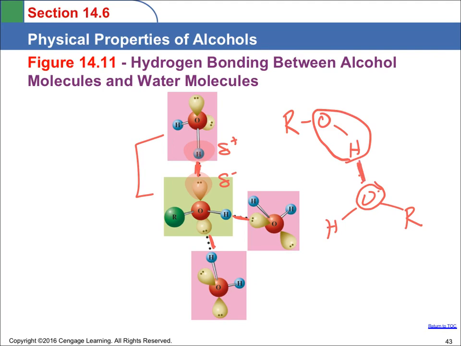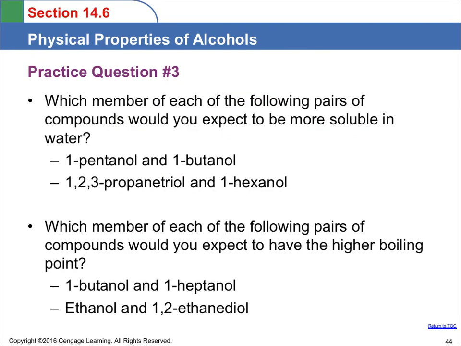Now, it's not actually a bond. We're not sharing electrons, but it's an interaction between a positive end and a negative end. By doing this, these molecules are going to stick together more, which will increase their boiling point. Remember, boiling point is about pulling these molecules away from each other. If they're stuck together, it's going to take more energy to pull them apart and therefore have a higher boiling point. Solubility is affected because the alcohol and the water molecules want to interact with each other, so they will dissolve in each other.